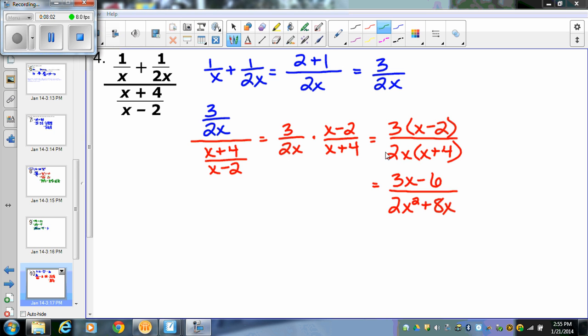So then notice you don't have any common factors in your numerator and your denominator, so you can just distribute everything out. So 3 over x minus 2 becomes 3x minus 6 in the numerator, and 2x times x plus 4 becomes 2x squared plus 8x. So this should be your final simplified answer.